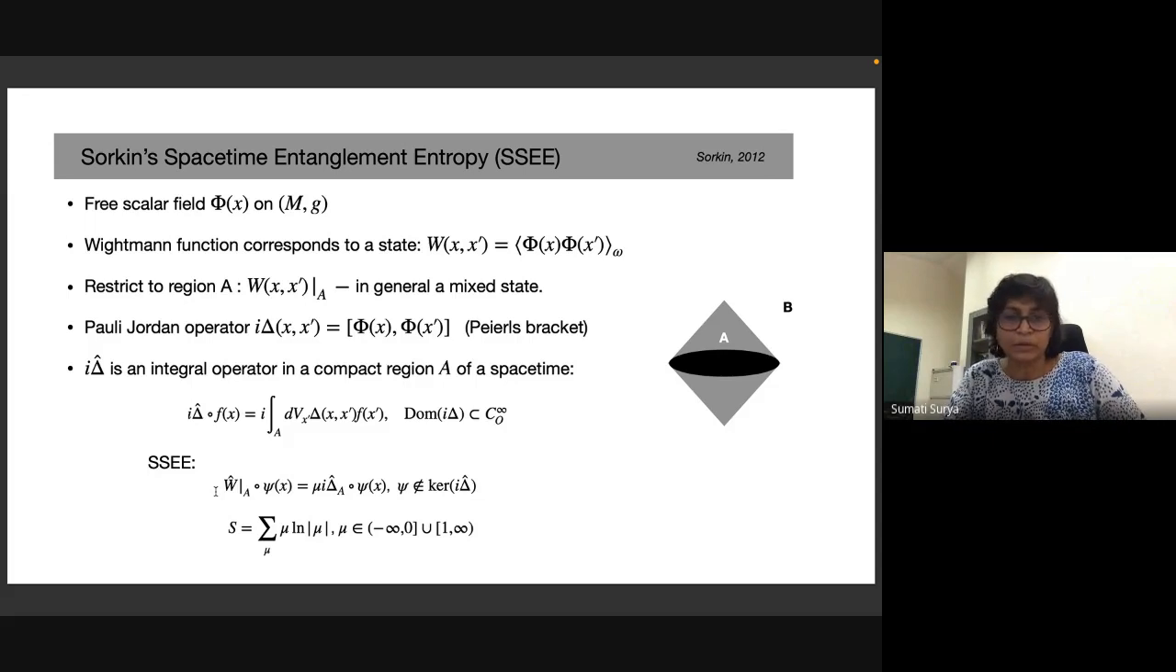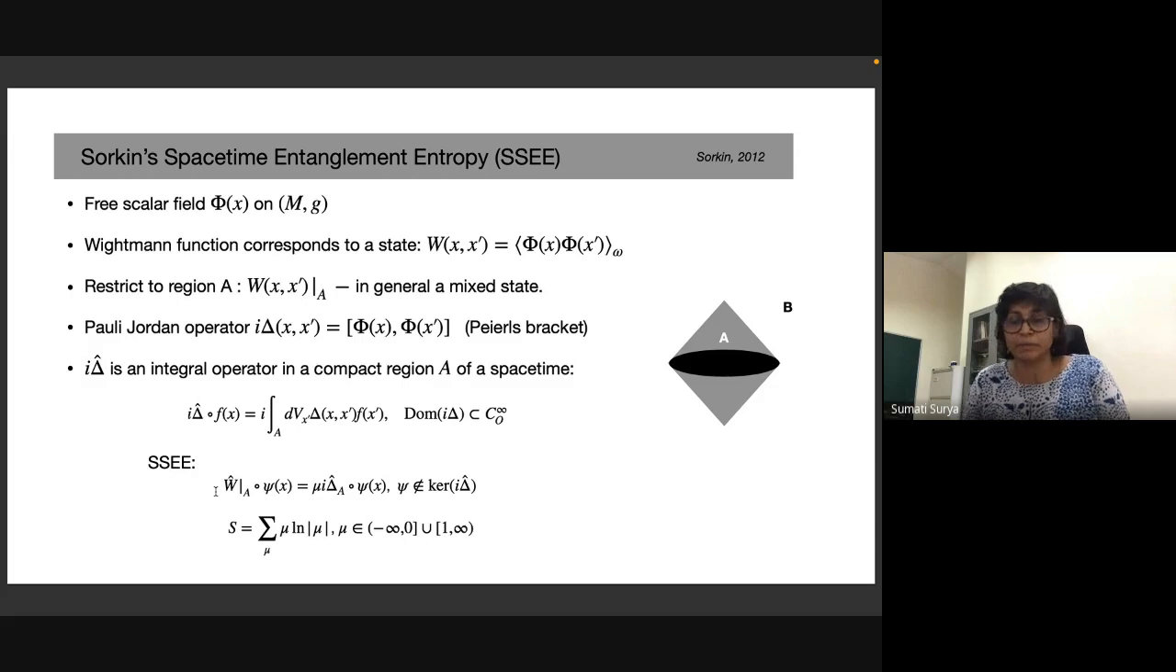The second ingredient that we need is the Pauli-Jordan operator, which is the difference between the retarded and the advanced Green function, but also is a commutator, a spacetime commutator, which is also called the Peierls bracket. And again, it does not require the definition of a Cauchy hypersurface. What one does is to elevate this Pauli-Jordan operator as well as W to integral operators. In order to do that, you need to restrict to regions which have compact support, because the Pauli-Jordan operator, defined as a convolution operator, has a domain of compact support. So we also have to restrict ourselves to regions A which are compact.